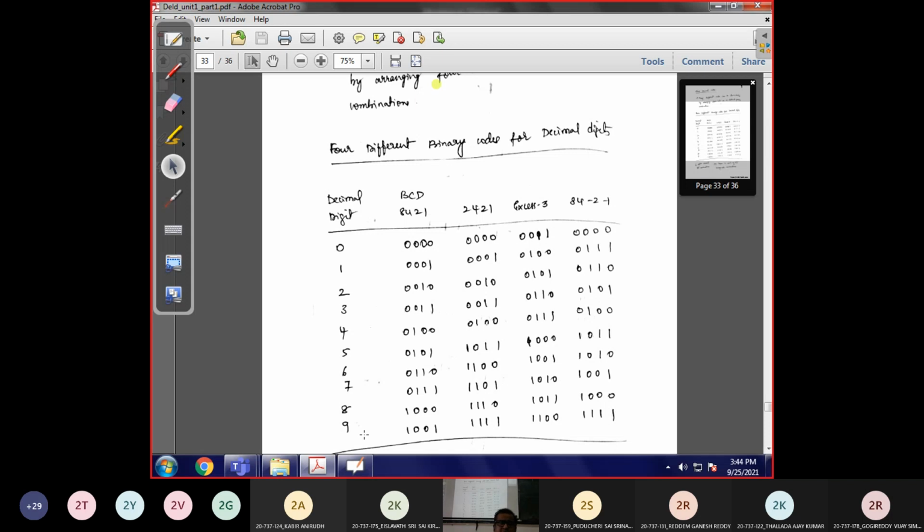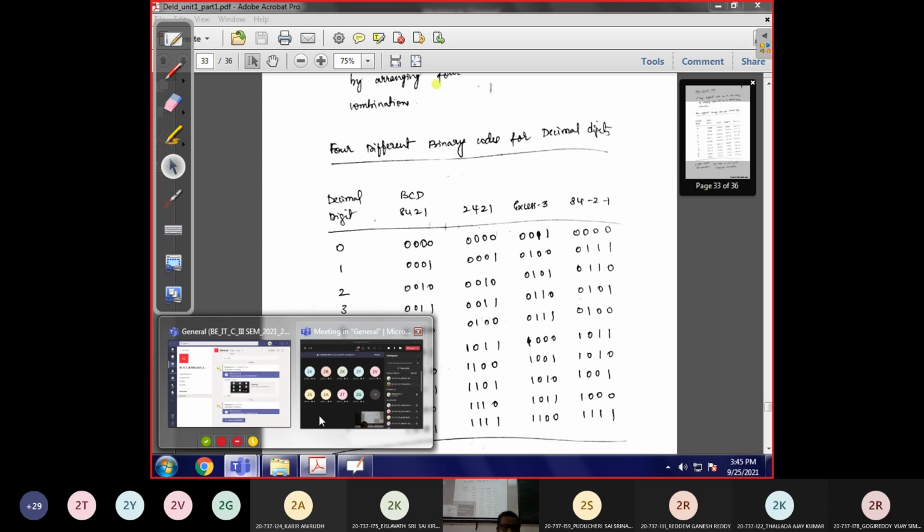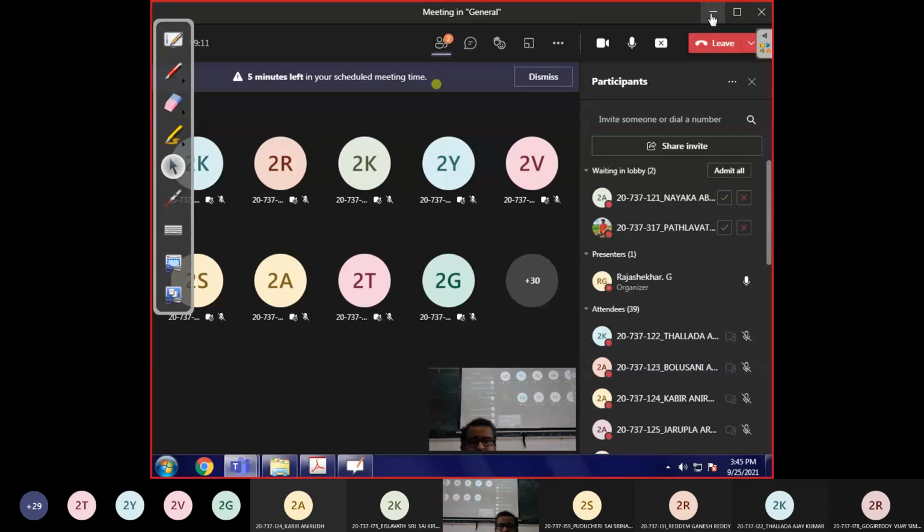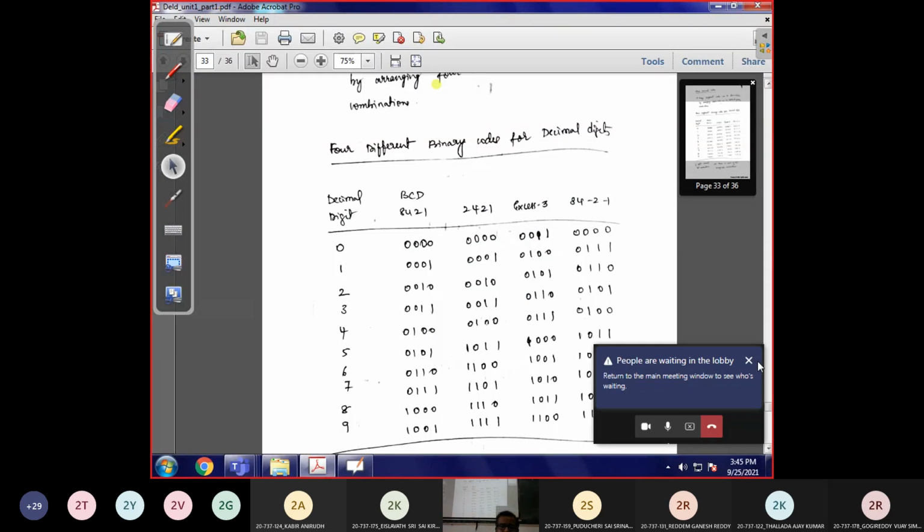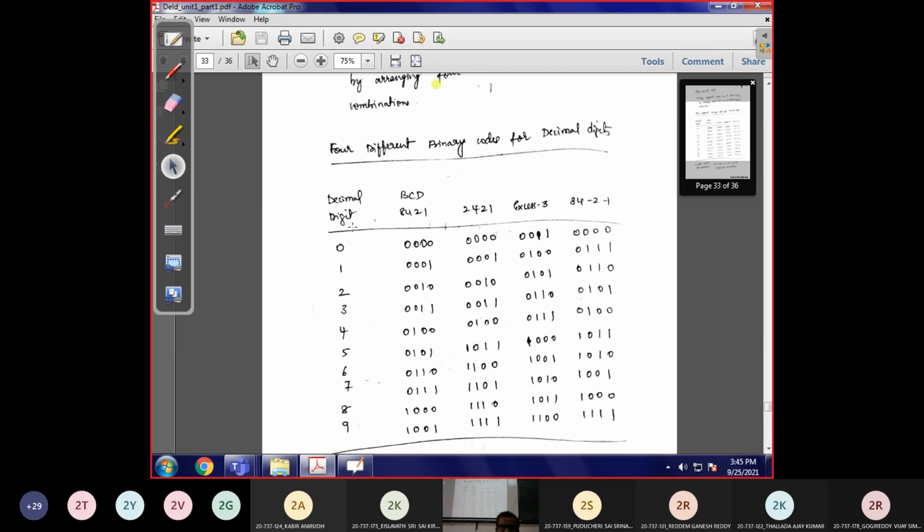Guys, please respond. Do you have any doubts here? These things are very important for further discussion. Binary codes are very important for further discussion. Any doubts here? Are you guys there? Any doubts about the difference between weighted and non-weighted codes? Difference is clear? Yes, sir.